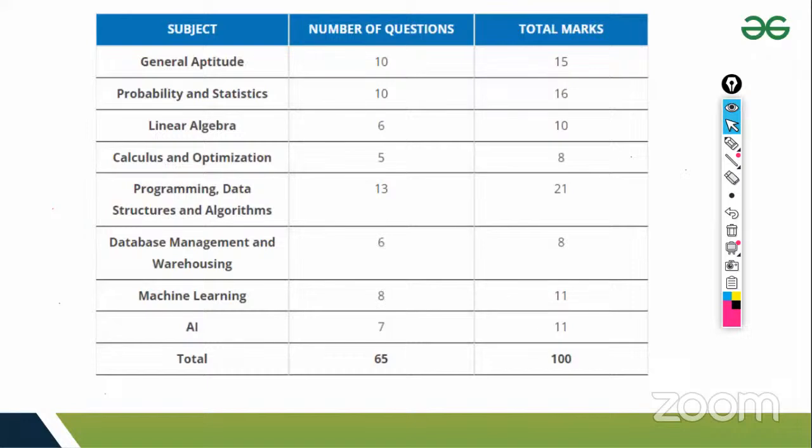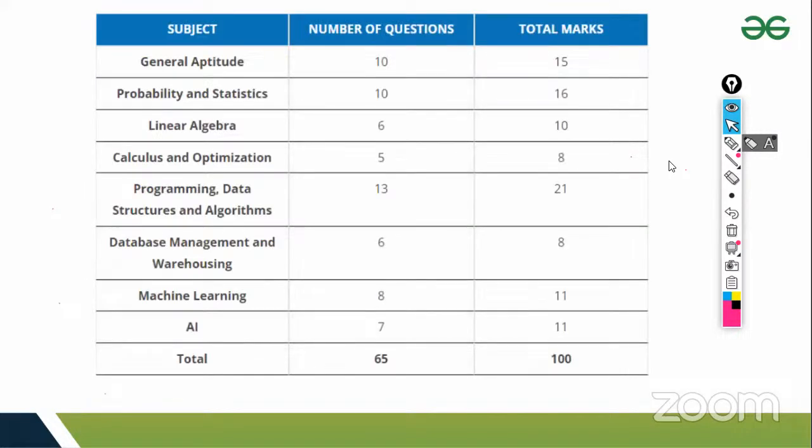DBMS, 6 questions, 8 marks. Machine learning, 8 questions, 11 marks. AI, 7 questions, 11 marks. This is what we received last year. So on the basis of that, you need to start your preparation, guys.